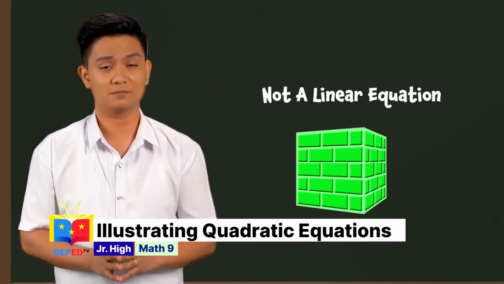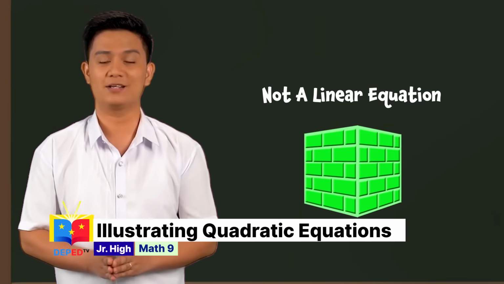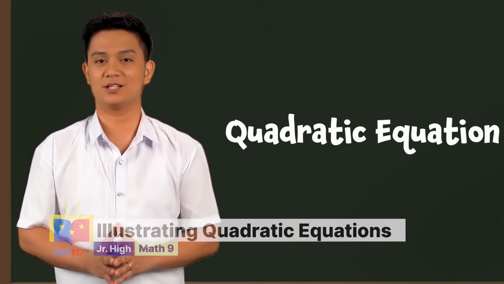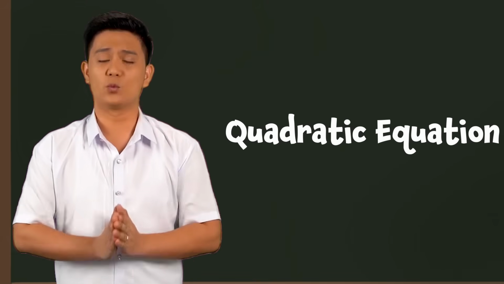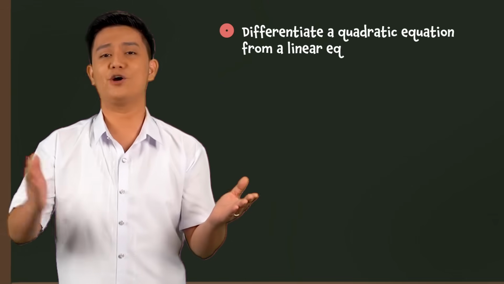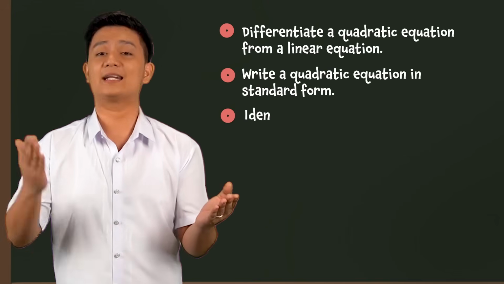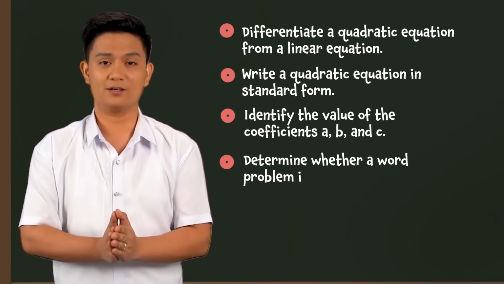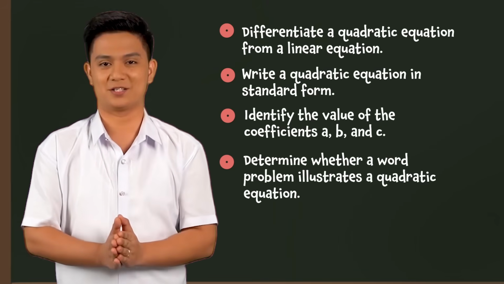But do you know why? It is because the highest exponent of the variable in the equation is 2, and we call such an equation a quadratic equation. In today's episode, we should be able to differentiate quadratic equations in one variable from linear equations, write such equations in standard form, identify the value of the coefficients a, b, and c, and lastly, determine whether a situation or word problem illustrates a quadratic equation.